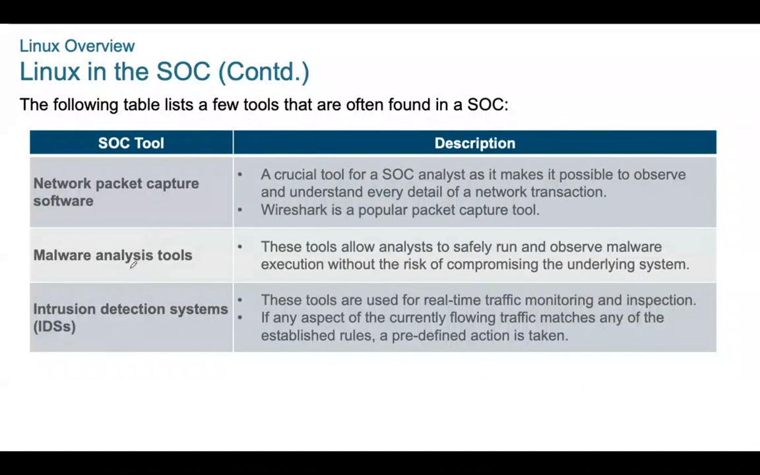This Security Onion or Kali Linux operating system are versions of operating systems used in a SOC, and there are some tools which are used for capturing certain packets. What kind of packets are coming and going, we call the network packet capturing tools, which are built into this Security Onion Linux operating system. These are very crucial tools for SOC analysts or Tier 1, Tier 2 job holders. They make it possible to observe and understand every detail of your network transactions by capturing those packets.